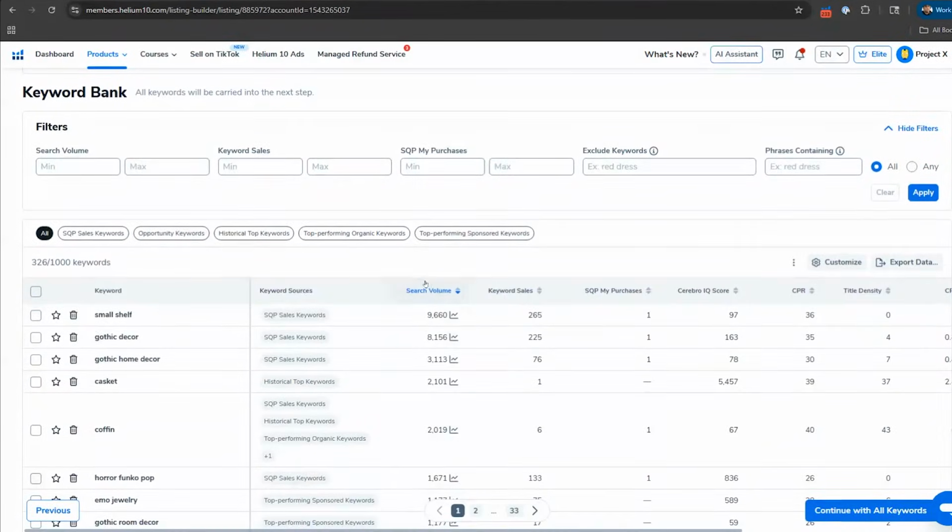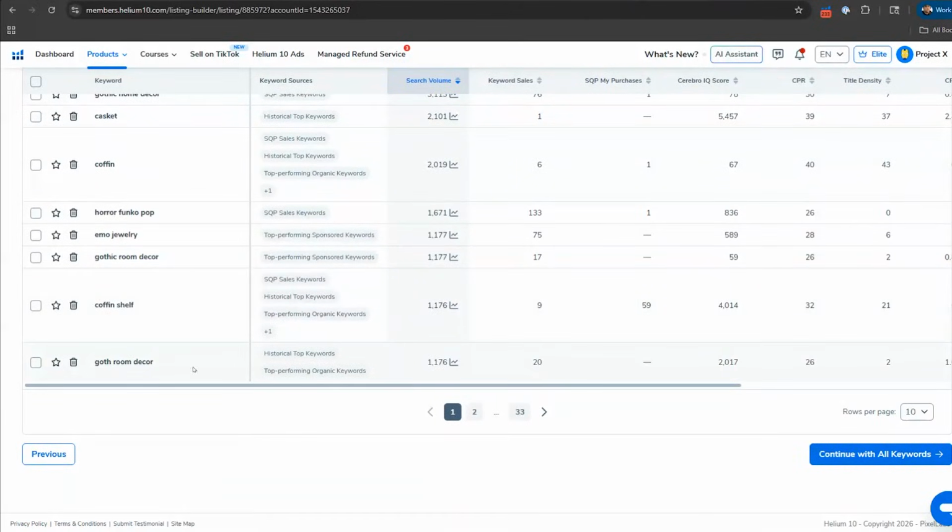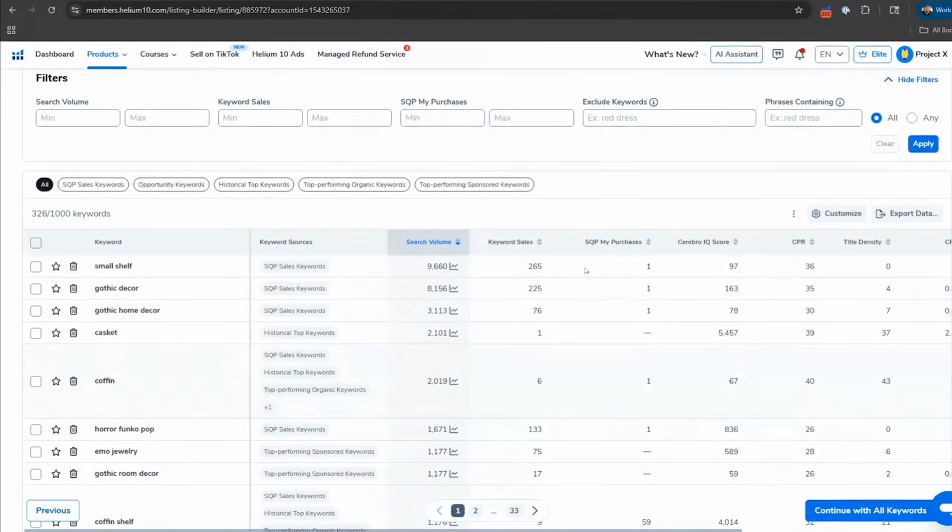And here we go. I've got 300 keywords. And right here, I could see, hey, where did these keywords come from? Like this keyword coffin shelf, it came from the SQP keywords. It came from historical. It came from top organic keywords. It came from top sponsored keywords. Goth room decor was a top organic keyword, and it was a historical keyword. It was not a search query performance keyword. And now I've got my complete list of keywords right here in seconds. What might have taken me 10 minutes before, 15 minutes before, instantly, I get my top keywords with just one click.